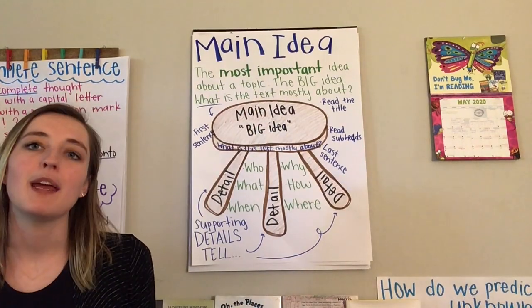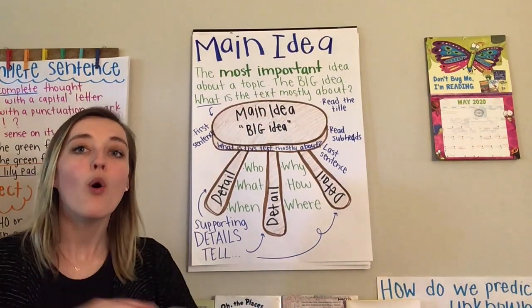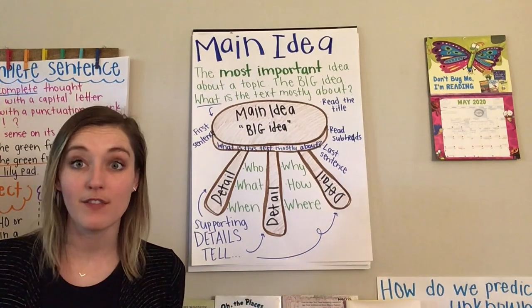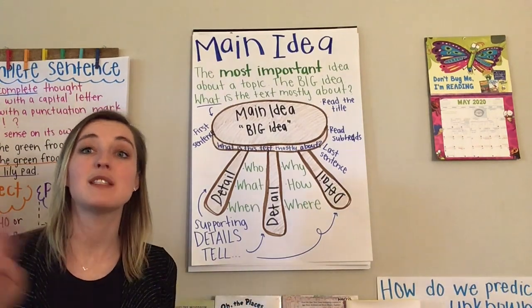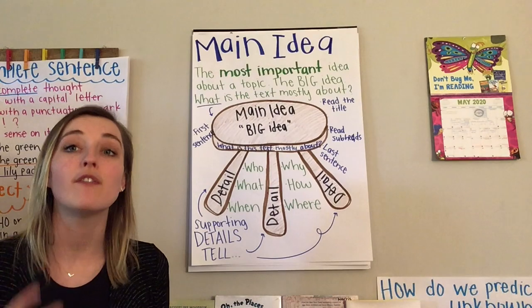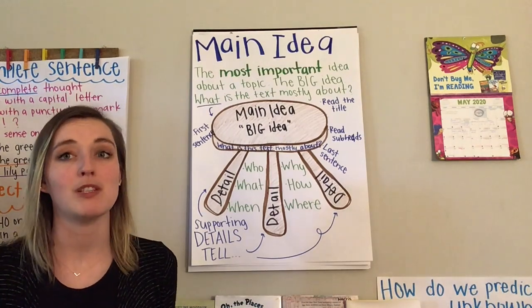So when we're looking for a main idea, what we're doing is looking at the whole text or a part of a text that we're focusing on and what it is mostly about. So that's our focus of the question, and that's what we're going to be talking about today.